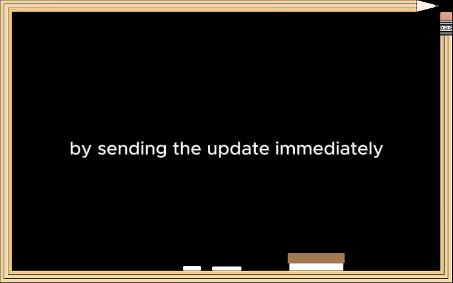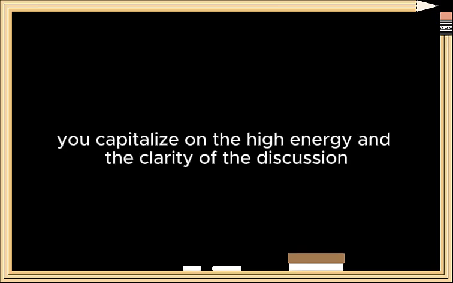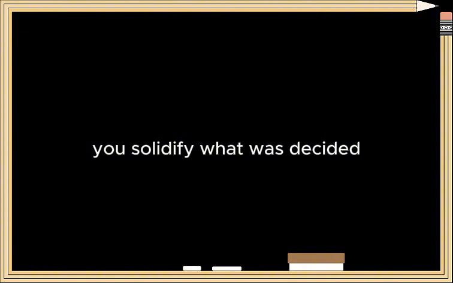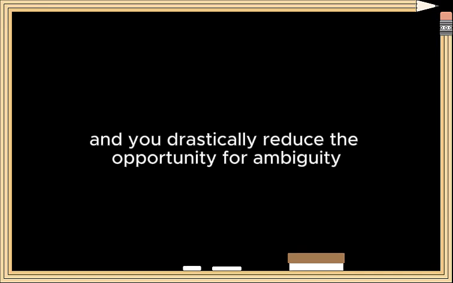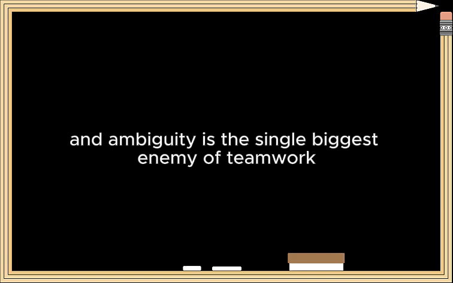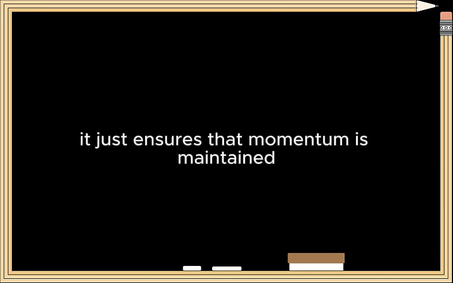By sending the update immediately, often within minutes of leaving the meeting, you capitalize on the high energy and the clarity of the discussion. You solidify what was decided. You solidify the decisions, you assign clear next steps, who does what by when, and you drastically reduce the opportunity for ambiguity. And ambiguity is the single biggest enemy of teamwork. It's the organizational equivalent of striking while the iron is hot. It just ensures that momentum is maintained.